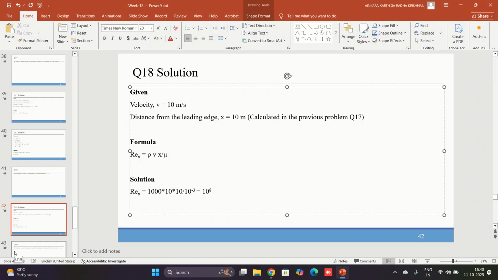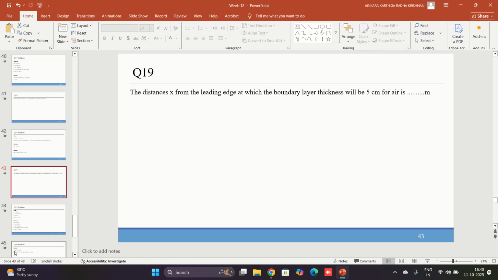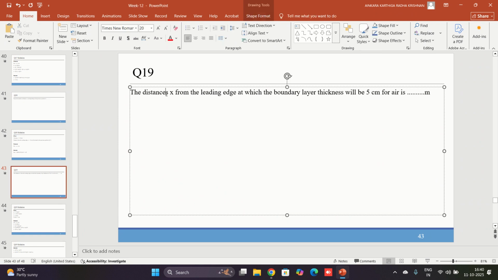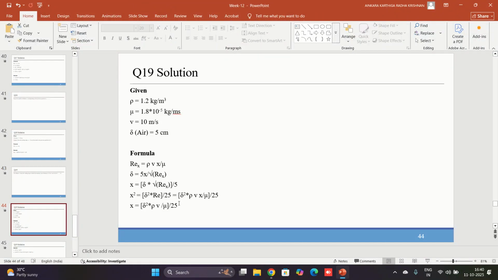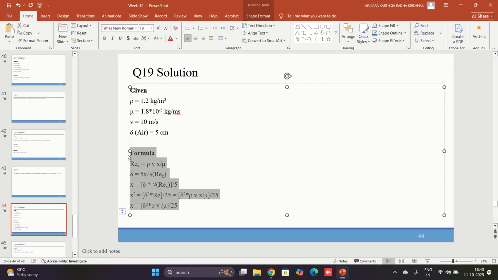So now going to question 19. The distance x from the leading edge at which the boundary layer thickness will be 5 centimeters for air is dash meters. So we are asked to find the distance where the boundary layer thickness is 5 centimeters and the flow is air. We have to find this similar to the last problem. So yeah, we'll put this in the next slide.